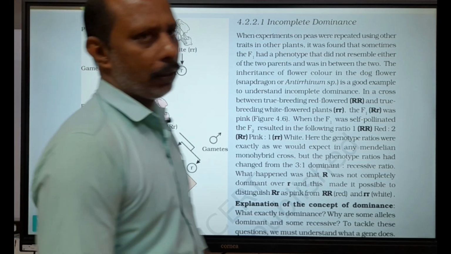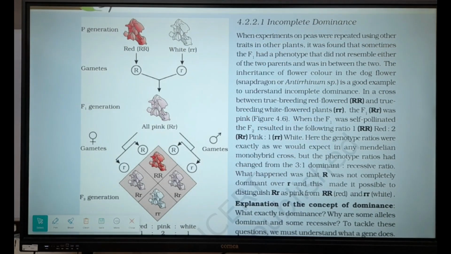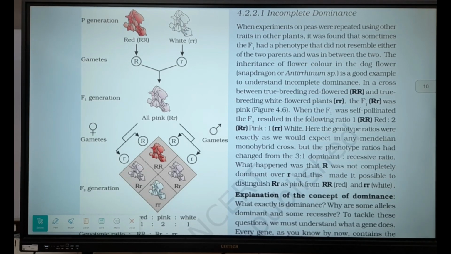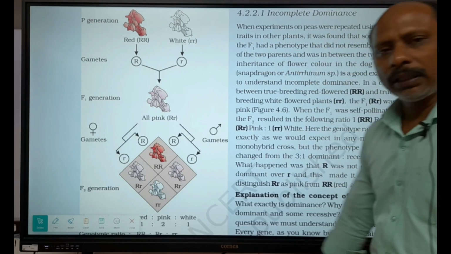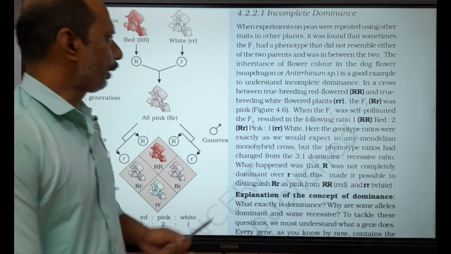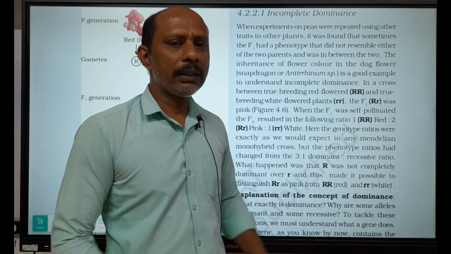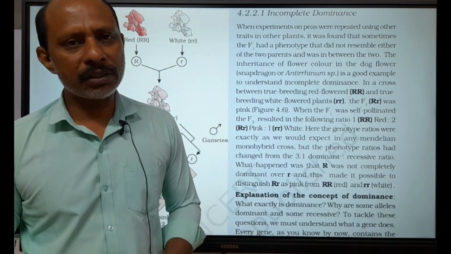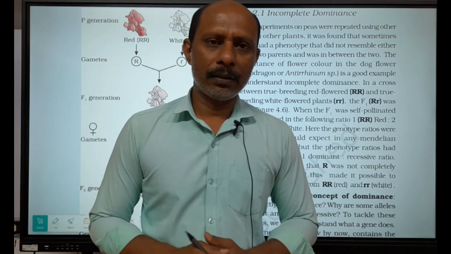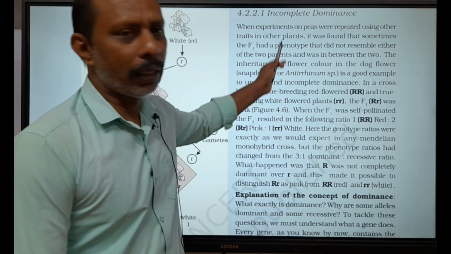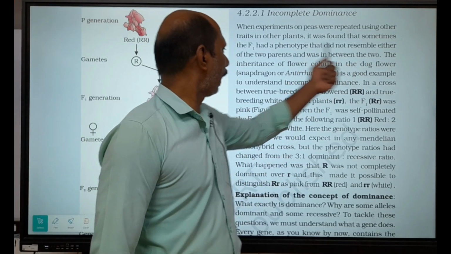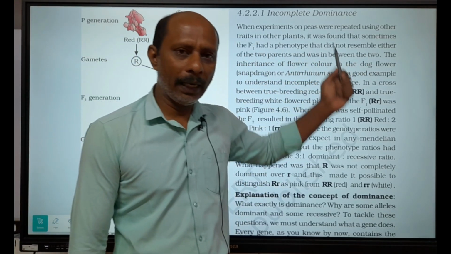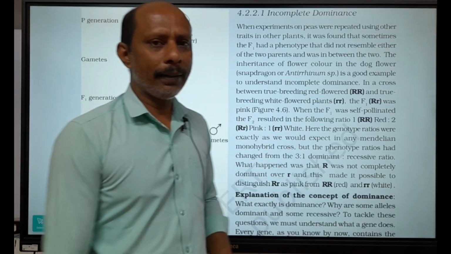Now, incomplete dominance. When experiments on peas were repeated using their traits in other plants, it was found that sometimes the F1 generation had a phenotype that did not resemble either of the parents. That means they did not obey Mendel's rule. They did not resemble either of the two parents, as it was in between the two.